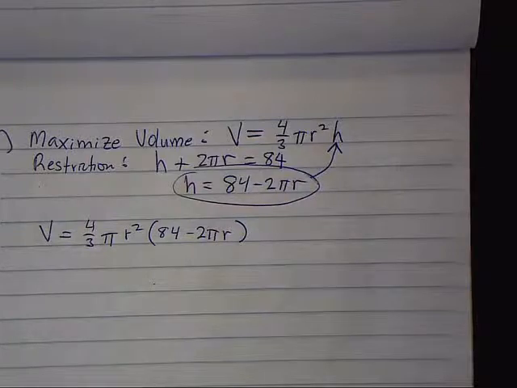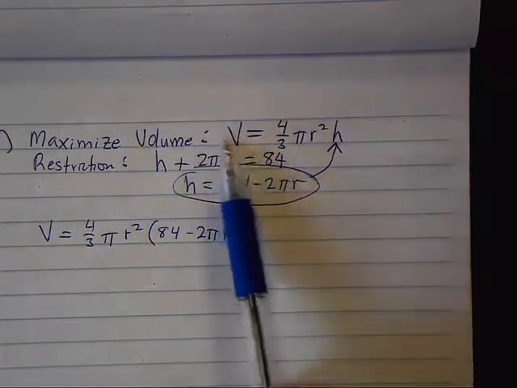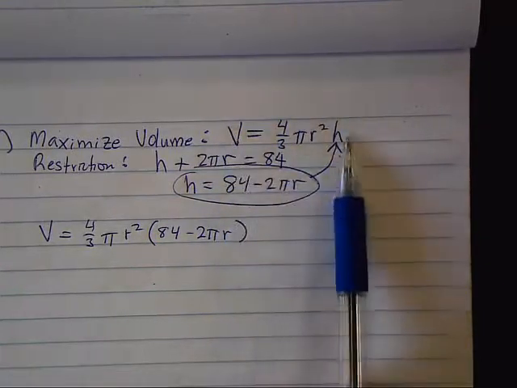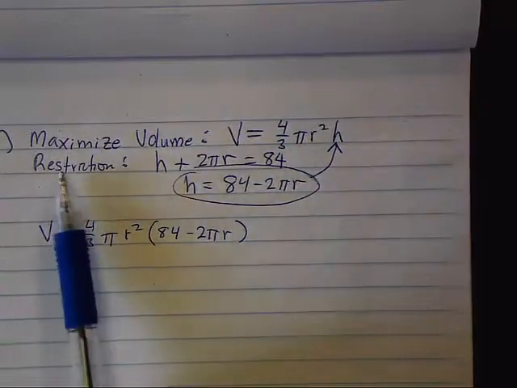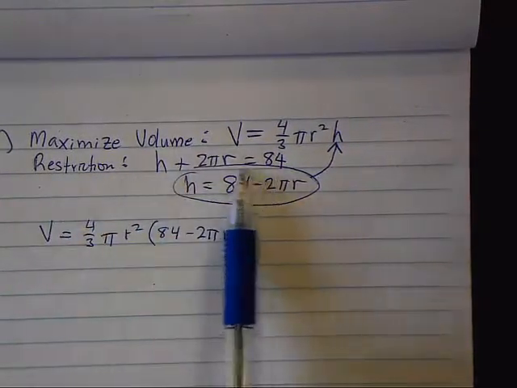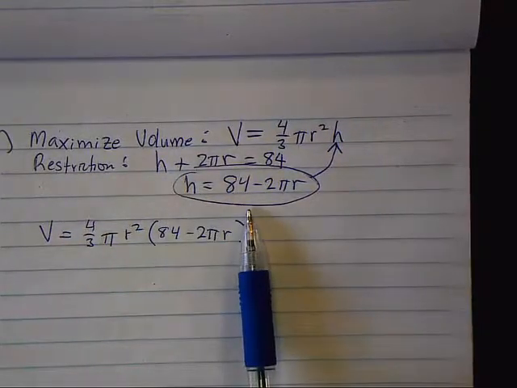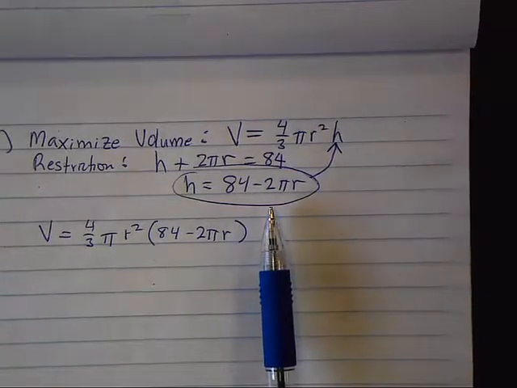And that's how almost all of these optimization problems are going to work. You're going to start by wanting to find the maximum or minimum of something, but it's going to have multiple variables. You're then going to have to look at what your restrictions are, and your restrictions should allow you to do a substitution and get rid of one of the variables that you can't use.